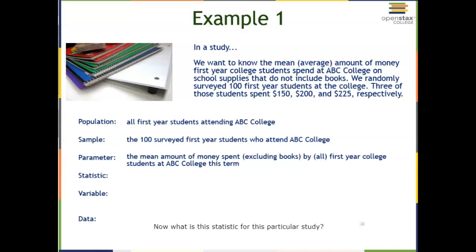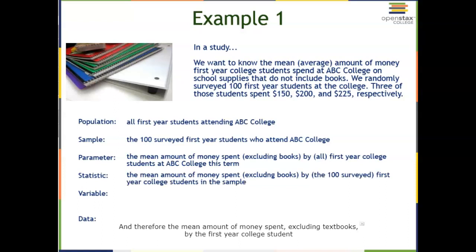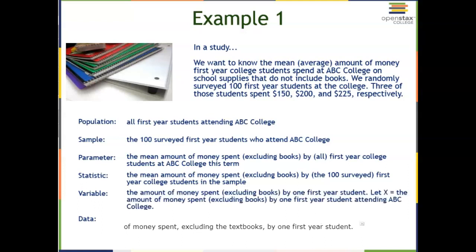Now, what is the statistic for this particular study? The statistic goes along with the survey, in other words, the sample. And therefore, the mean amount of money spent, excluding textbooks, by first-year college student within the sample would be a statistic. The variable could be, now there's a lot of ways we can word this, but it could be the amount of money spent, excluding the textbooks, by one first-year student.